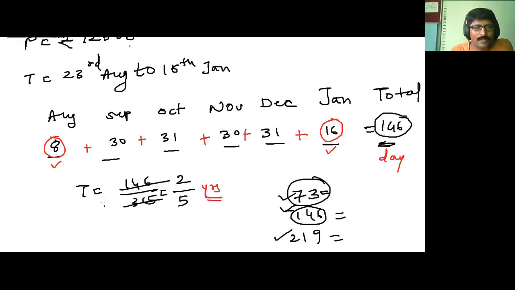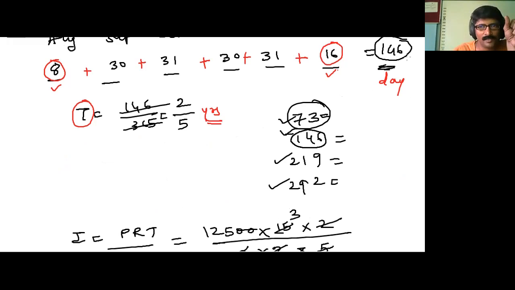Remember, students, you have to always convert the time into years. Like in the previous sums where months were mentioned, we divided by 12. The months should be divided by 12 to convert into years. The days should be divided by 365 to convert that into years. So 2 upon 5 years. I hope you got it. One trick you can remember: this number of days will always be either 73, 146, 219 or 292, because they are the table of 73. Ones, twos, threes and fours. So the days should be either 73, 146, 219 or 292.